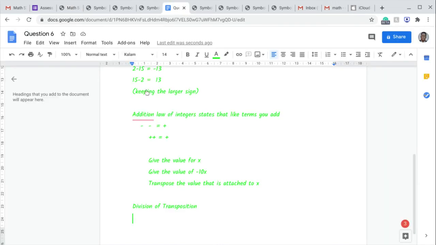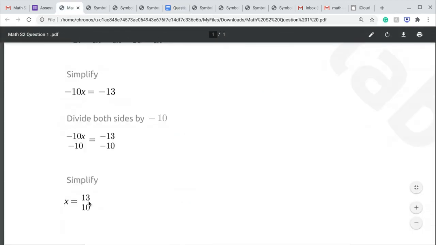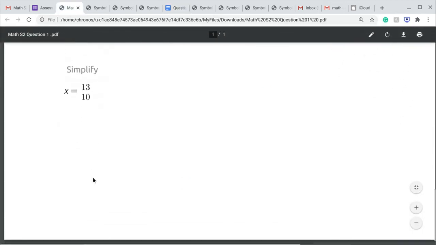Now, what you may realize is that you have two negatives dividing. And remember from the integer law of division, from first form or from senior one, you remember that when you divide two like terms, so two negatives, right, you get a positive, because they are squabbling. So they have to resort into a positive state, right? So that will give us now a positive 13 divided by 10.